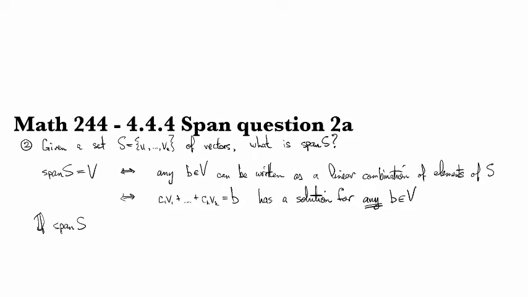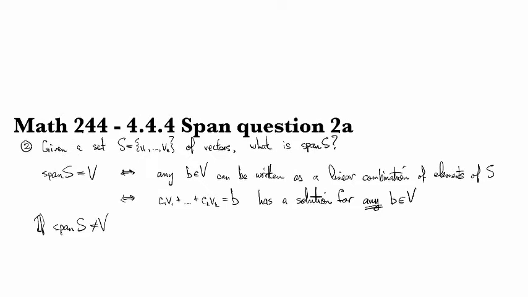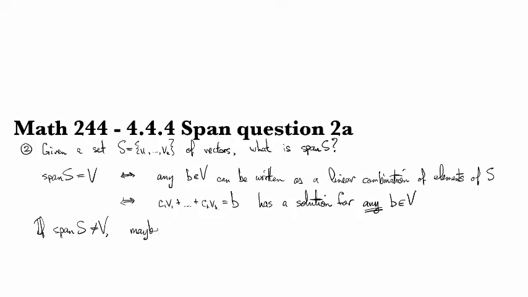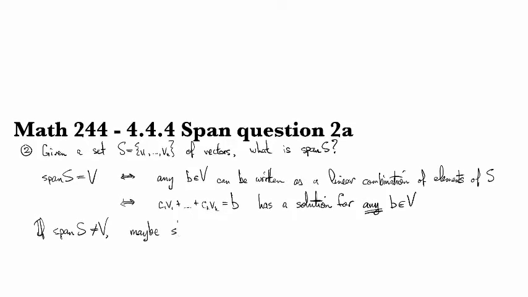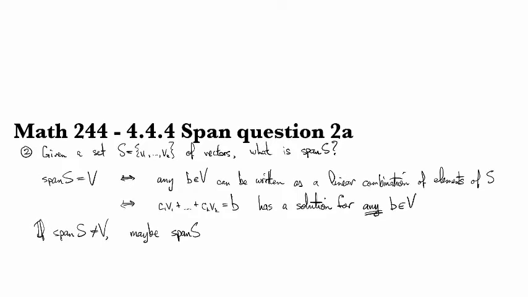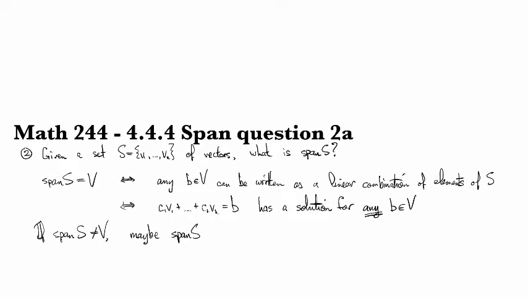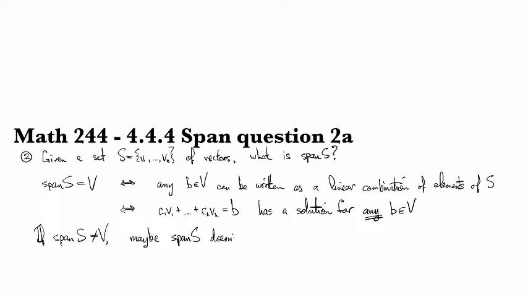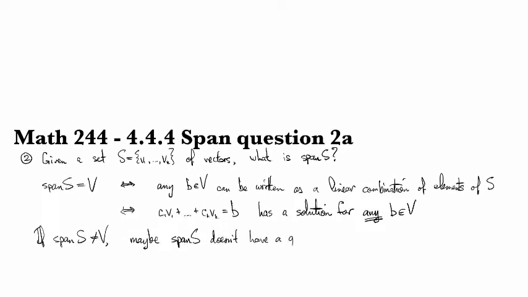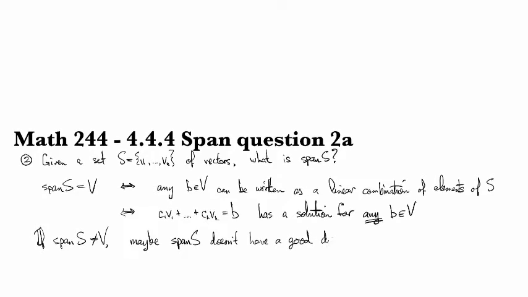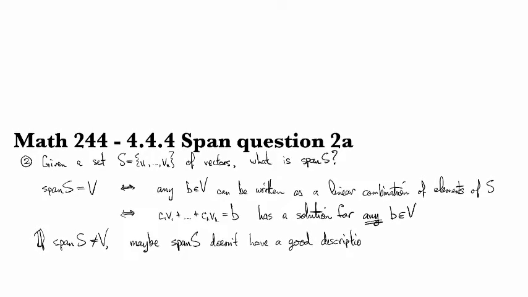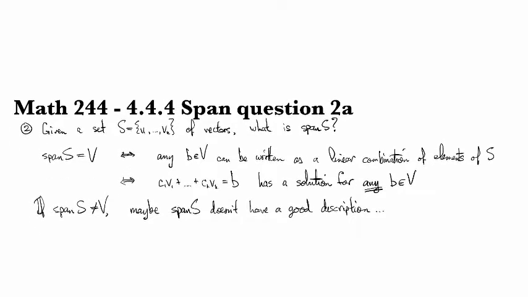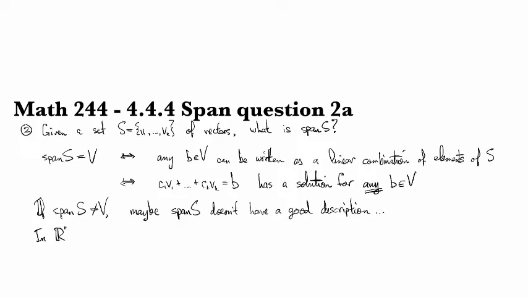If the span of S is not equal to V, it may be the case that span S doesn't have much of a useful description. But in the case where we're in Rn, we can say a little bit.